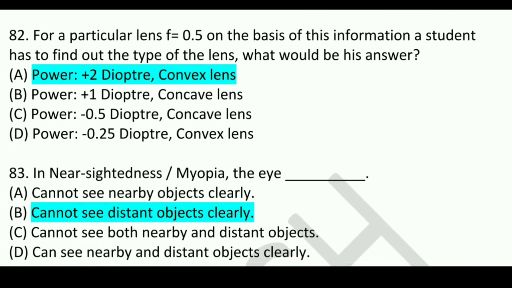Next question. For a particular lens, f is equal to 0.5 m. On the basis of this information, a student has to find out the type of the lens. What would be his answer? Yes, the answer is power should be +2 diopter and the lens would be a convex lens.